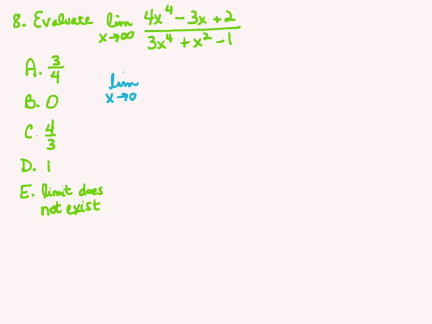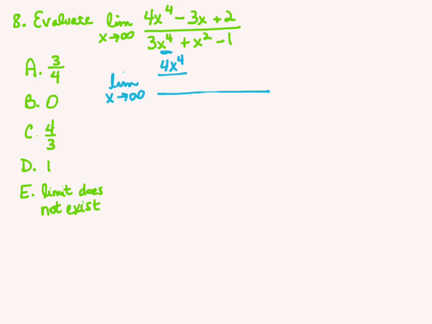Limit as x goes to infinity, and I'm going to divide everything in this fraction by the highest powered term of x in the denominator. So if I look at my denominator, my highest powered x term is x to the 4th. So I'm going to divide every term by x to the 4th.